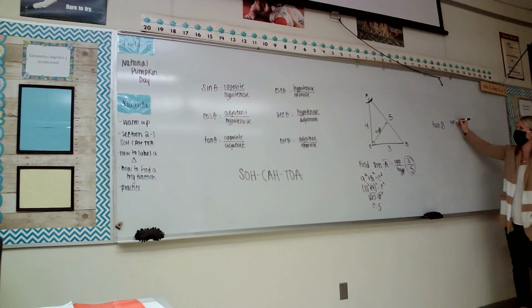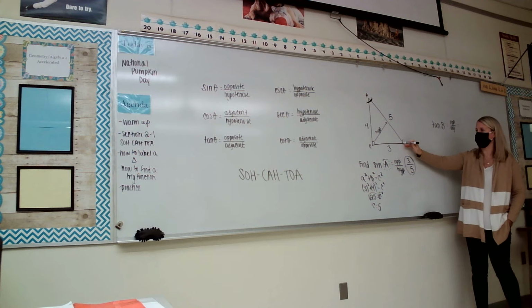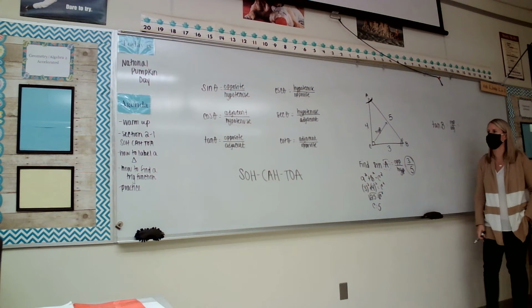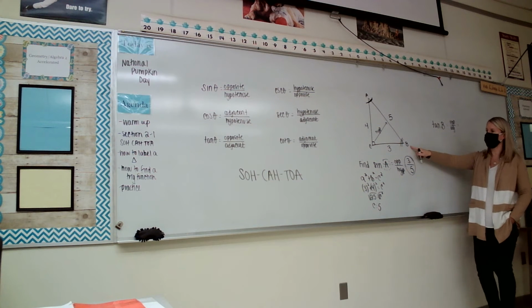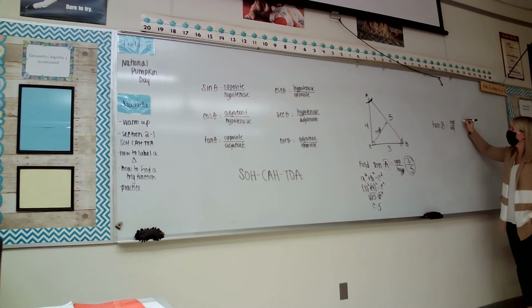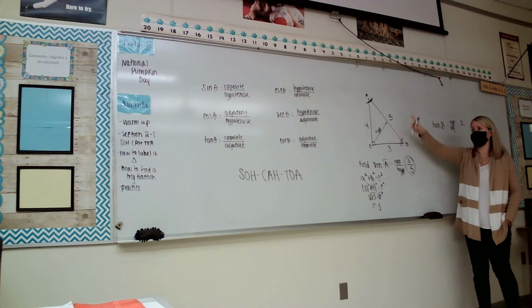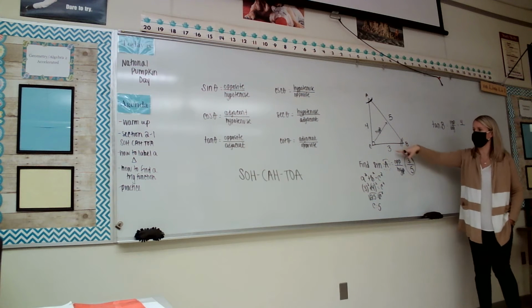Tangent is opposite over adjacent. Okay. So just remember, now we're doing opposite from here. So you just kind of have to flip your angle. So from B, the opposite side is 4. And the adjacent, that's the hypotenuse, so we don't need that. The adjacent is the one connected to it, so that would be 3.